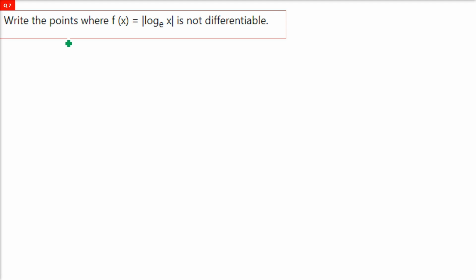Write the points where f(x) equals log base e of x is not differentiable.